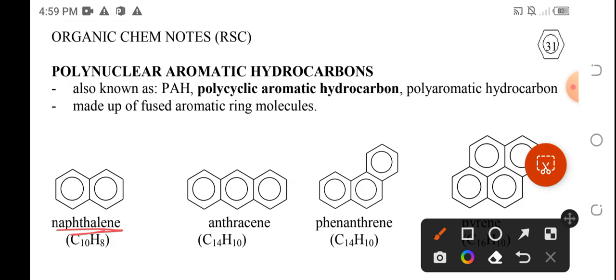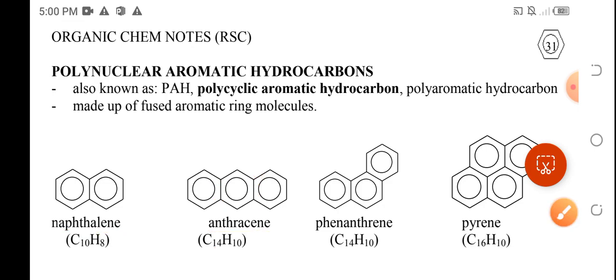Okay, now if we're going to have 3 aromatic rings fused together, we call them anthracene. Okay, so it will have 14 carbon atoms and 10 hydrogen. So for this case, meron tayong 4 na carbon atoms na nag-fuse together that could no longer accommodate any substituent or they could no longer accommodate any hydrogen kasi nga they maximize already the 4-bond requirement. Okay, so still C14H10.